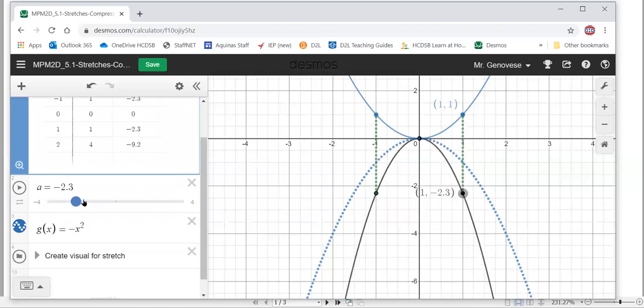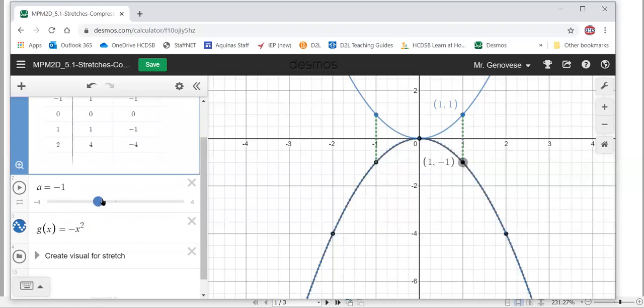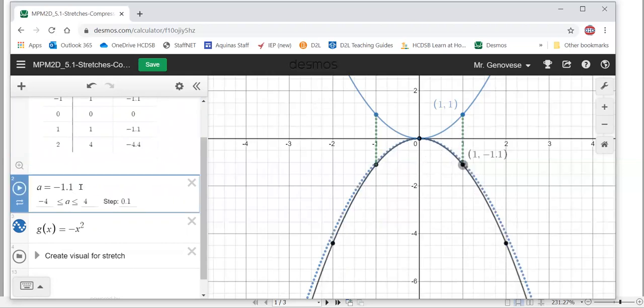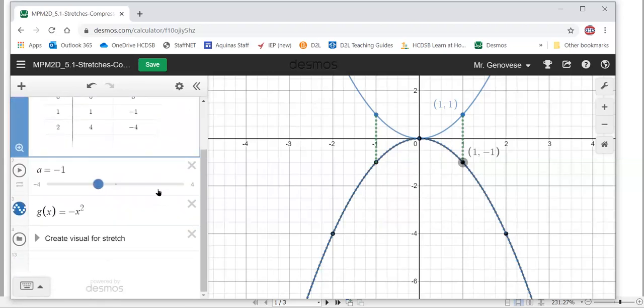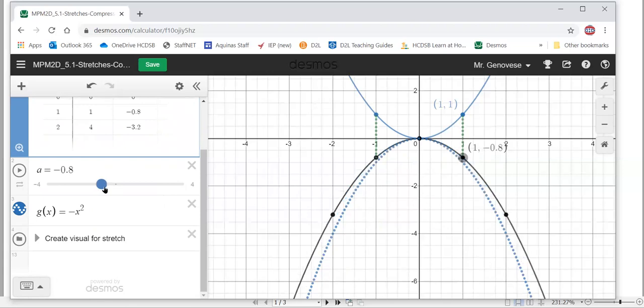So we can get it back to -1. Actually, it's probably easier just to type it. There we go. Okay, get it back to -1. So now we have a reflection in comparison to the parent graph. And then we're going to make this a value still keep it negative, but now it's between 0 and -1.